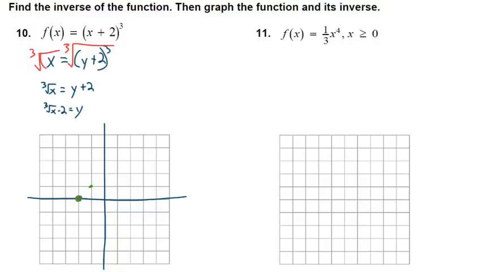Well, let's do it this way. Let's count them in 3s. This will be 3. This will be 3. So negative 2 will be about right here. 1 will be about right there. And then when x is 0, 0 plus 2 is 2. 2 to the third power is 8. 3, 6, 9. So 8 is about right there.